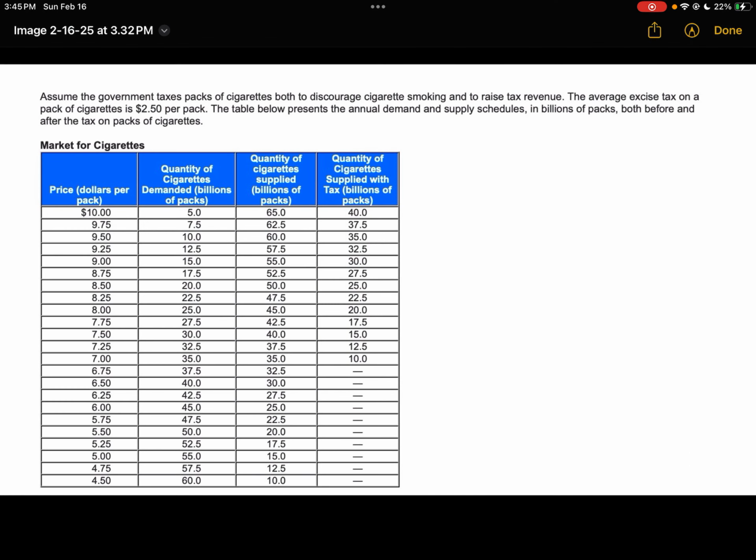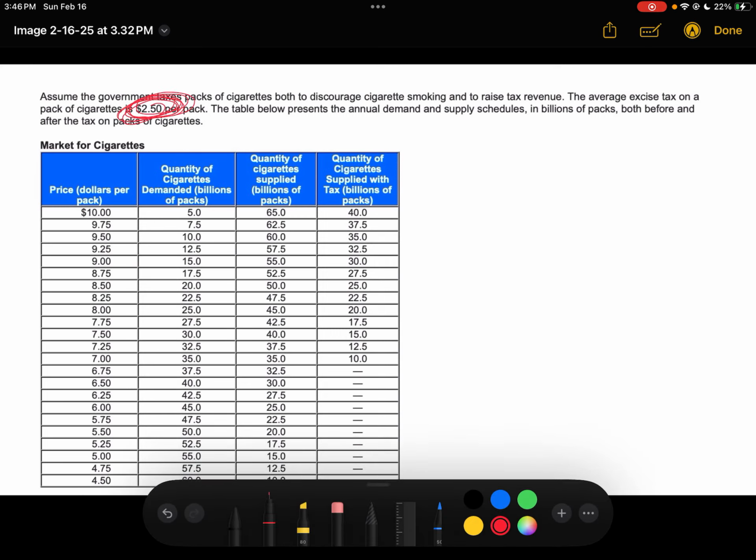Okay, let's read through this question. We have here an assumption that the government taxes packs of cigarettes both to discourage smoking and to raise tax revenue. The average excise tax on a pack of cigarettes is $2.50. This is important information, so let's circle it. And then we see the table, which is presenting us the annual demand and supply schedules.